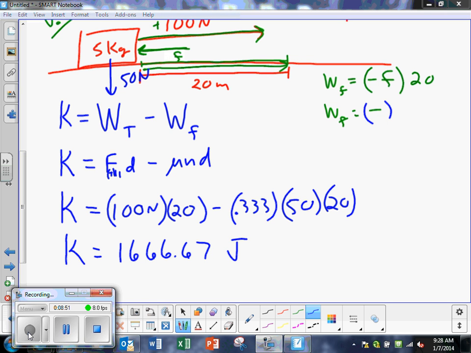And let's say you wanted to figure out what the actual velocity is. So this is the change in kinetic energy, and since there was no kinetic energy in the beginning because we had a 0 velocity, the change in kinetic energy is the kinetic energy. So we would set this equal to 1/2 mv squared and solve for velocity, and we could find out what our new velocity is.